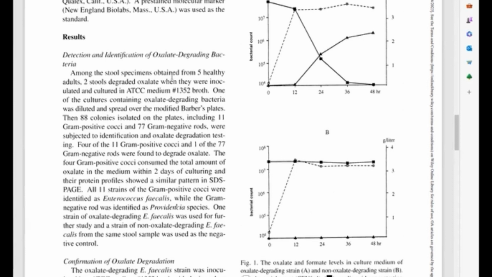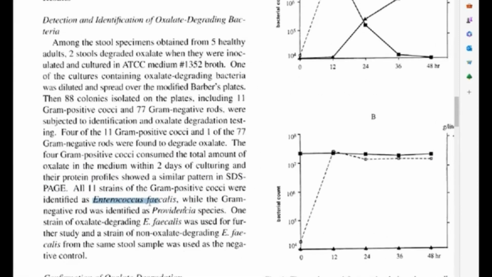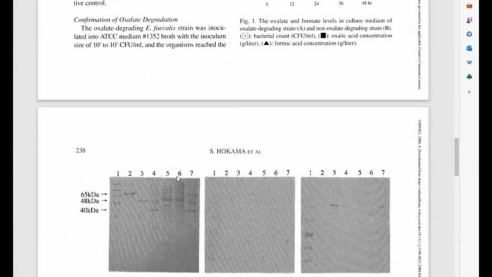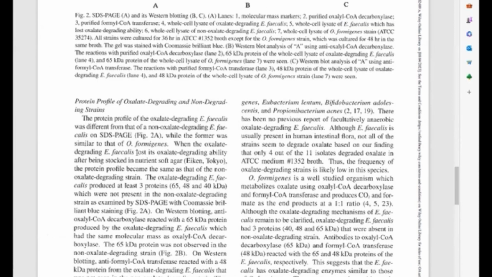And among the stool specimens obtained from 5 healthy adults, they found that there were different types of gram-positive and gram-negative bacteria. So there's not just Oxalobacter, there's others that degrade. We know E. coli is one of them, but in this study, it says all 11 strains of the gram-positive were identified as Enterococcus faecalis, however you want to pronounce it. So it seems to be when there's a lot of oxalates in the GI tract for whatever reason, whether endogenous or you're consuming it in your diet or you're absorbing it too much, you are going to essentially create an upregulation of Enterococcus.